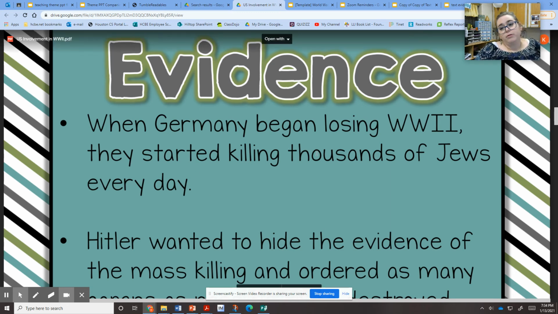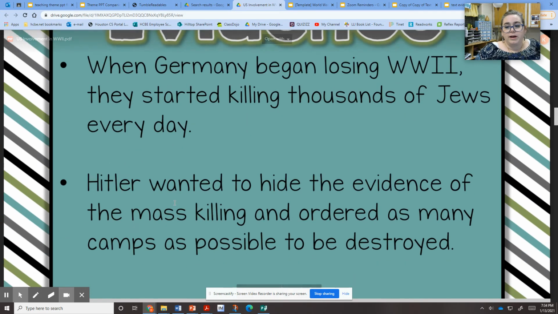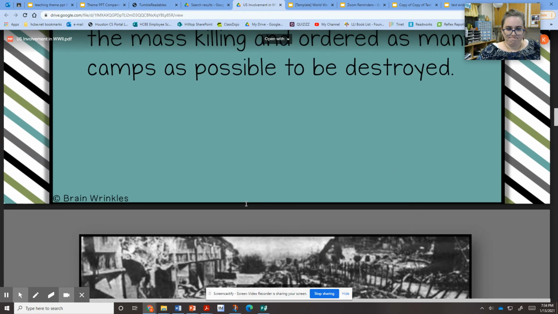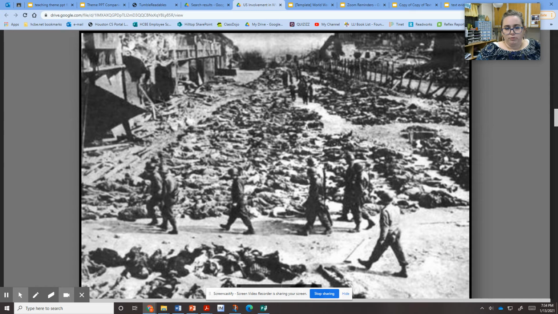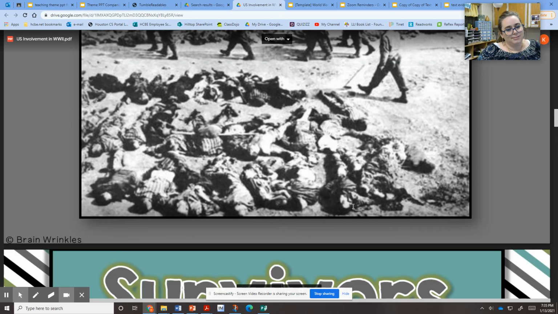Evidence. When Germany began losing World War II, they started killing thousands of Jews every day. Hitler wanted to hide the evidence of the mass killing and ordered as many camps as possible to be destroyed. So he was like, "Oh, I don't want the world to see what we were doing to the Jewish people, so let's start closing these camps. So kill everybody in them, and then let's close them and make them go away." So there you see, those are bodies. Those are dead bodies. They would dig huge pits and just throw the bodies in. It's unimaginable.